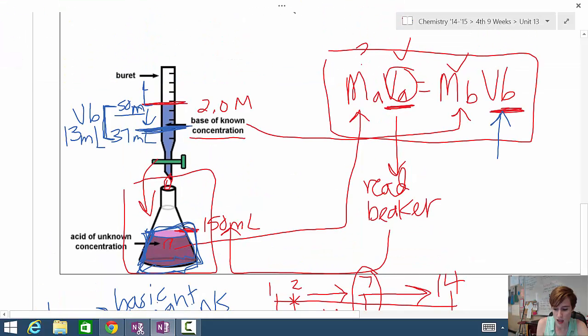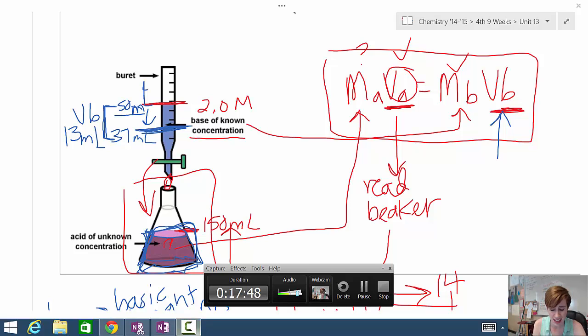And your 13.5 lab station has you doing this lab. So you'll want to use these notes to kind of help you walk through it. And that's it for today, guys.